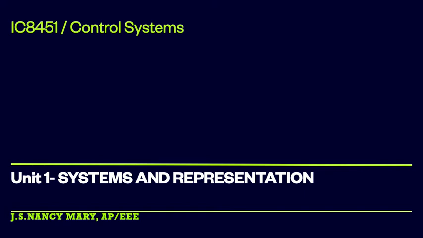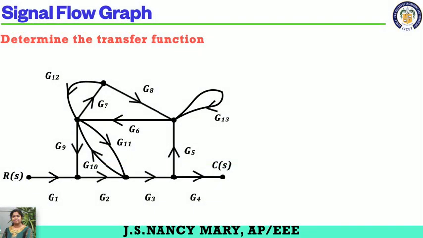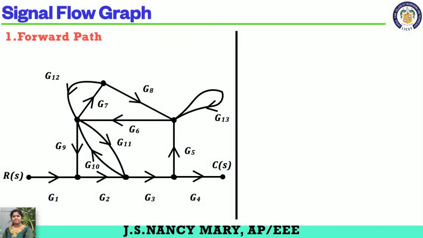Hello students, in this session we will see servo motors and also we will solve problems in signal flow graph. So let us consider this problem. In this, the first step you know very well, we need to find the forward path. In this problem we have only one forward path, which is nothing but G1, G2, G3, G4. I am naming it as P1. So the transfer function is equal to 1 by del, P1 del 1.